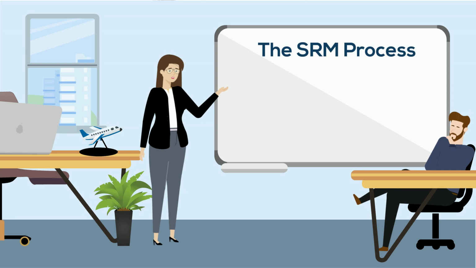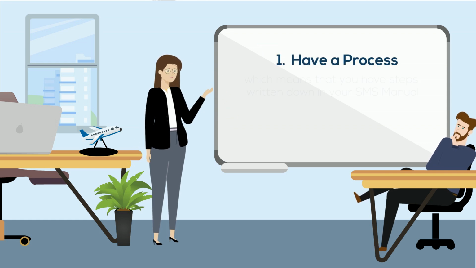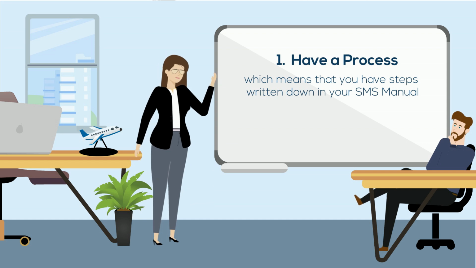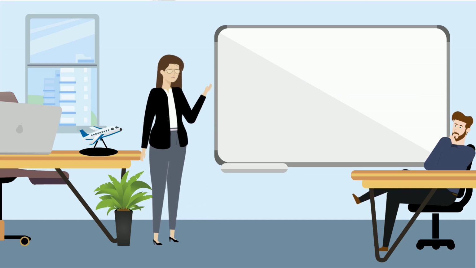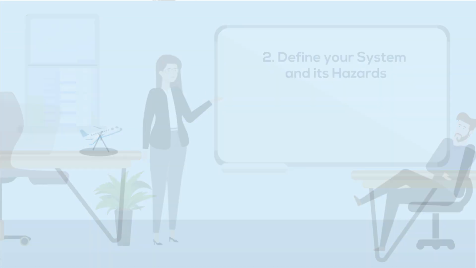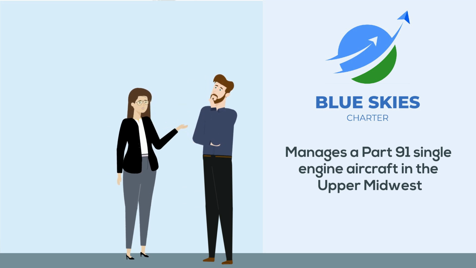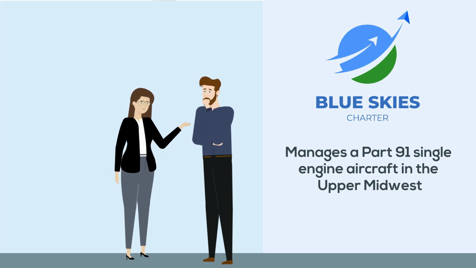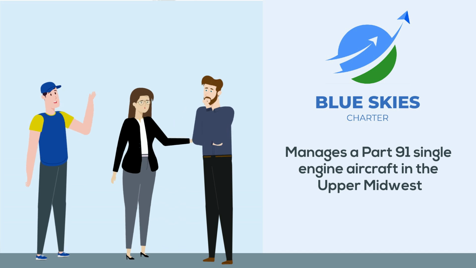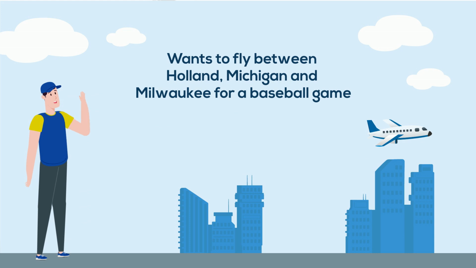Now, let's go through the SRM process. First, have a process, which means that you have steps written down in your SMS manual. Second, define your system and its associated hazards. To keep it easy, Blue Skies Charter manages a Part 91 single-engine aircraft in the upper Midwest. The owner, a huge Brewers fan, wants to fly between Holland, Michigan, and Milwaukee for a baseball game.